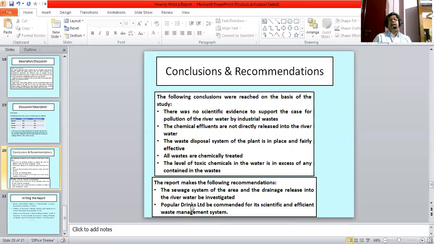So the report is finally refuting all the allegations made by the villagers of Sitapur that the industrial waste released by this company, Popular Drinks Limited, is really responsible for the pollution of the river water. It is not actually responsible. So this is what the scientific study undertaken in the inquiry and the report has revealed to us. The report is recommending other kinds of studies, like of the sewage system, to pinpoint the reason for the pollution in the river water.